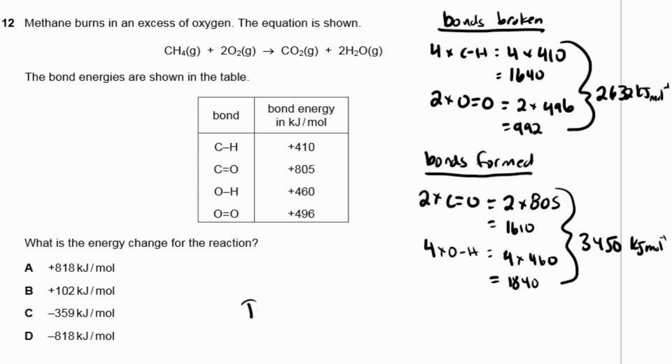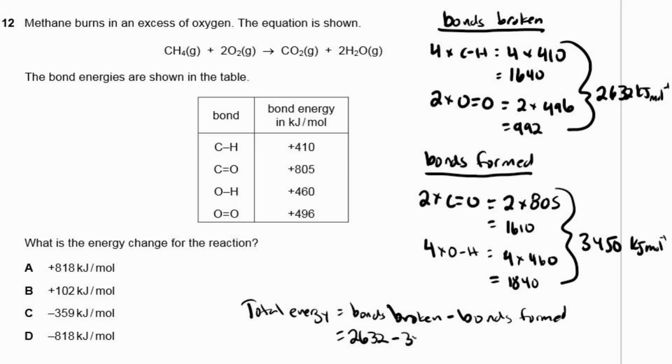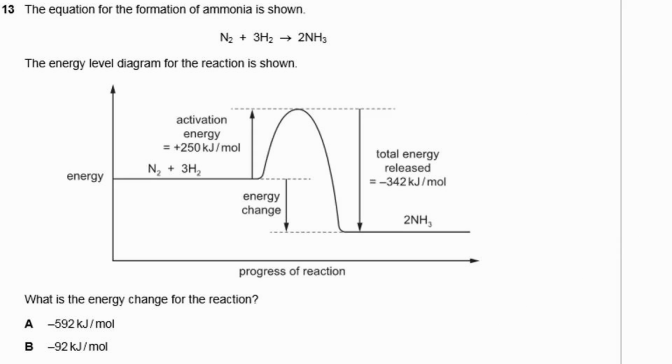Okay, so the total energy equals bonds broken minus the bonds formed, which equals 2632 minus 3450 kilojoules per mole. So that equals negative 818 kilojoules per mole. So the answer is D. All right. So for these questions, go through a nice logical way like this, and you should get the right answer every time. Question 13.